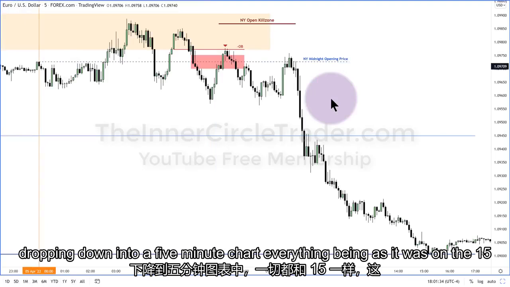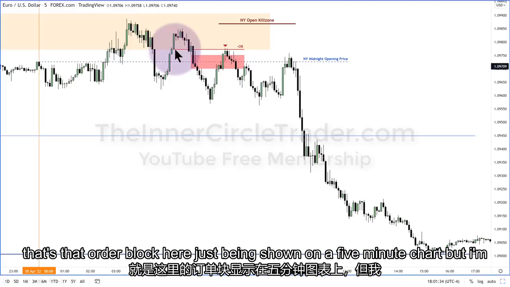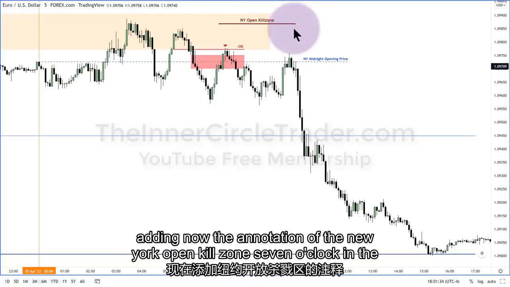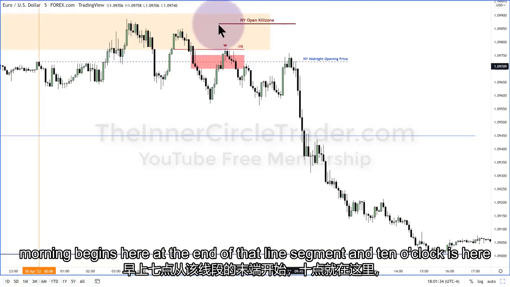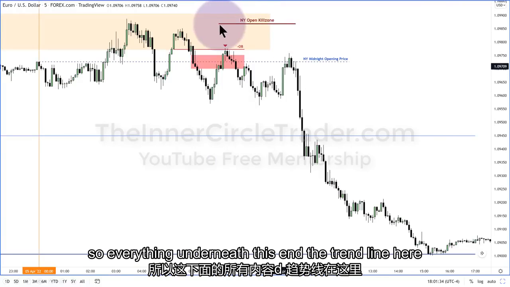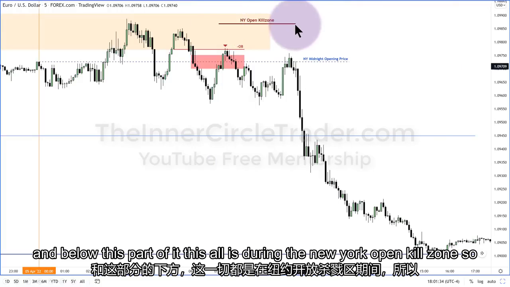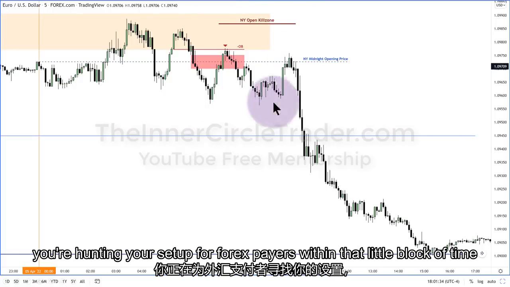Dropping down into a 5-minute chart, everything being as it was on the 15, that's that order block here, just being shown on a 5-minute chart. But I'm adding now the annotation of the New York open kill zone. 7 o'clock in the morning begins here at the end of that line segment, and 10 o'clock is here. So everything underneath this end of the trend line here and below this part of it, this all is during the New York open kill zone. So you're hunting your setup for Forex pairs within that little block of time.